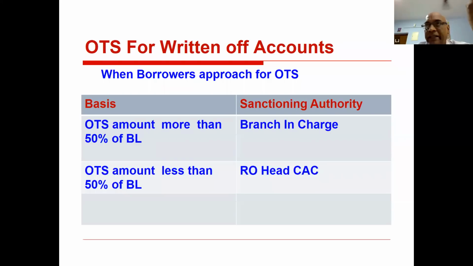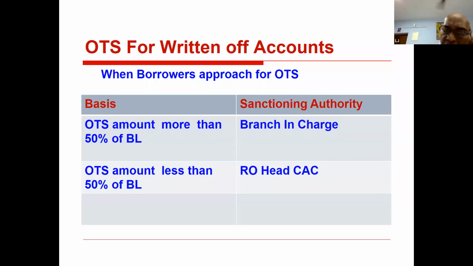The borrower says he cannot pay that much, but can pay a certain amount. Suppose he says, I will give you an OTS amount which is more than 50% of the book liability. What is book liability? I already explained to you. The day from which no interest is debited in that account is the book liability.